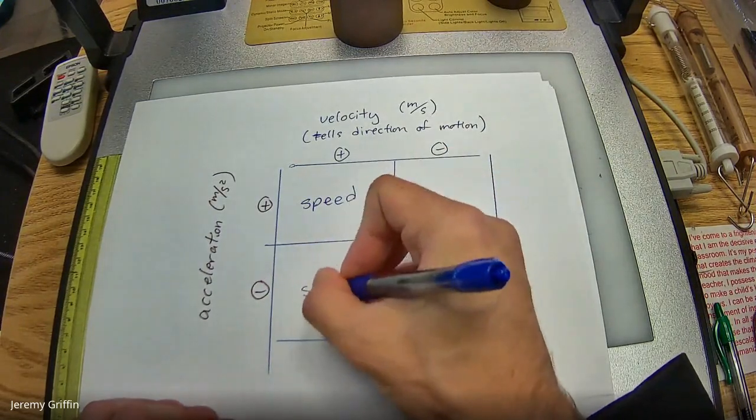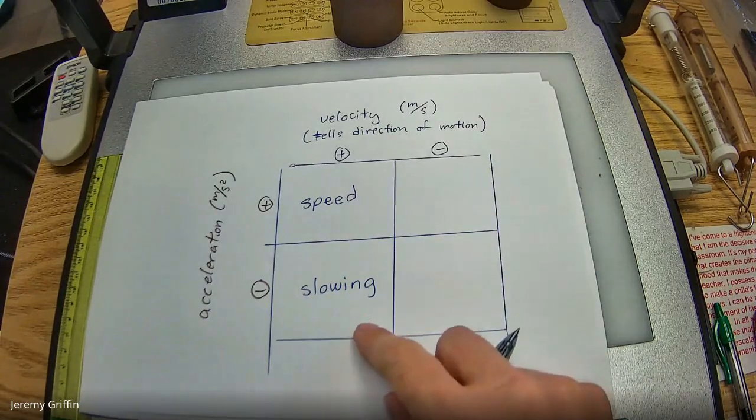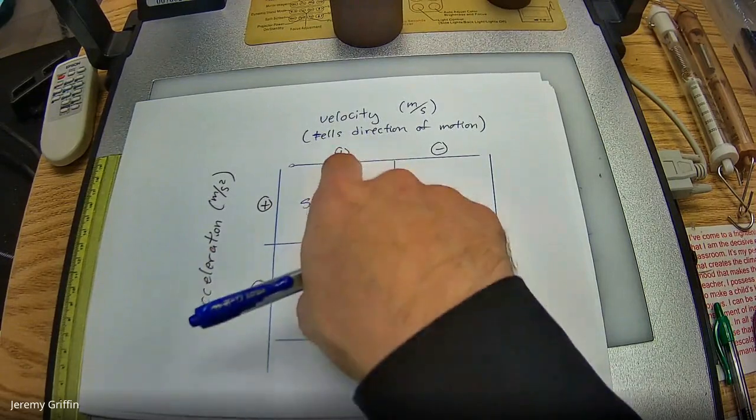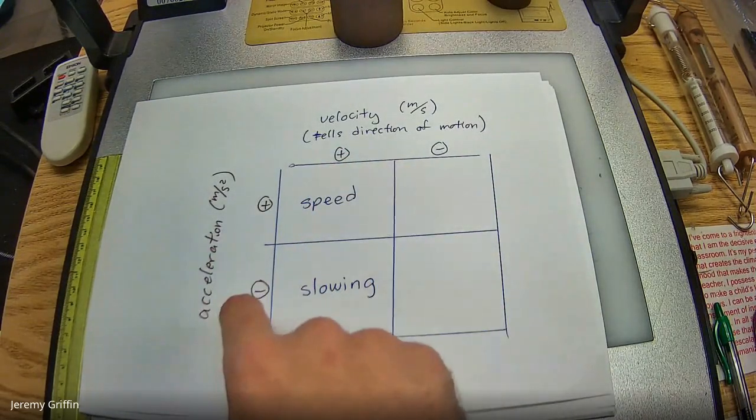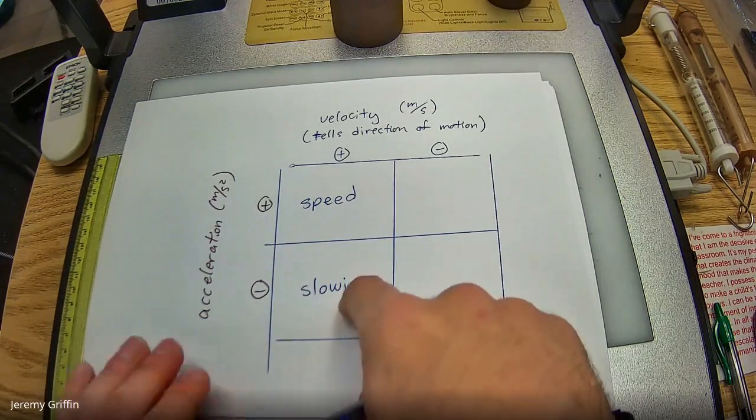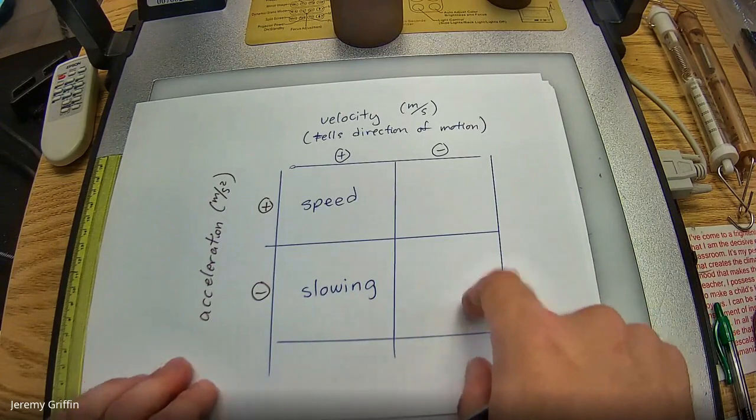Slowing down. Hey, you guys know this already. You know this from yesterday. You remember we were solving a problem with a car braking to a stop? That was exactly that quadrant, wasn't it? The car was moving in the positive direction, but we were applying a negative acceleration value. It was slowing down. It's braking to a stop.